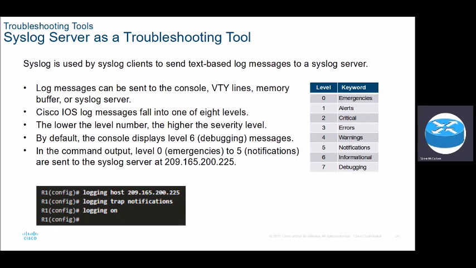iOS log messages fall into one of 8 levels, from 7 debugging up to 0 emergencies. And so the lower the level number, the higher the security level. By default, the console displays level 6 debugging messages. In the command output, level 0 to 5 notifications are sent to the Syslog server, and so on. So they're doing logging trap notifications, which of course is level 5. And so of course that's the server that's doing the Syslog server, and logging on, of course, needs to be turned on for it to work.